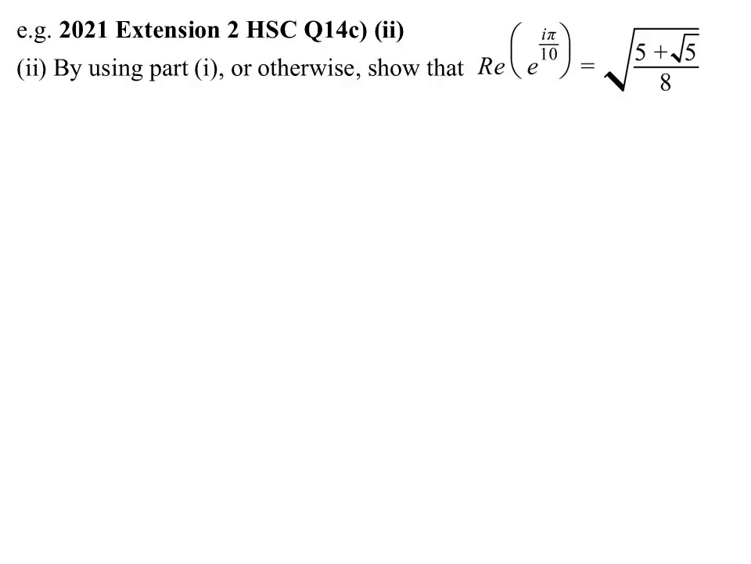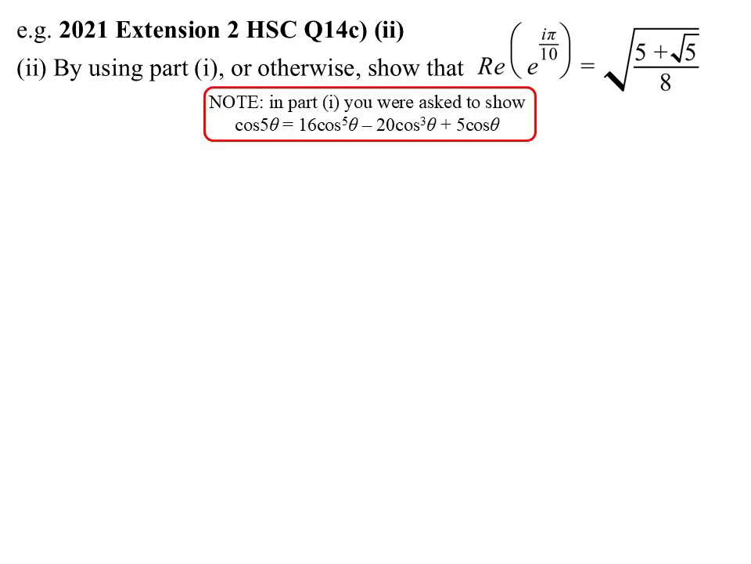The following year, now we're getting into the back half of the paper. Remember there's 16 questions all up. The last 3 are when it starts becoming interesting. So 14C part 2. It said by using part 1, well, I won't worry about doing part 1. What they asked you to do in part 1 was to prove this relationship, that cos of 5 theta was equal to 16 cos to the power of 5 theta minus 20 cos cubed theta plus 5 cos theta. Alright, so it's using that or otherwise.